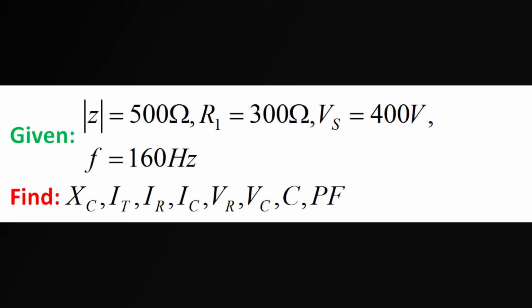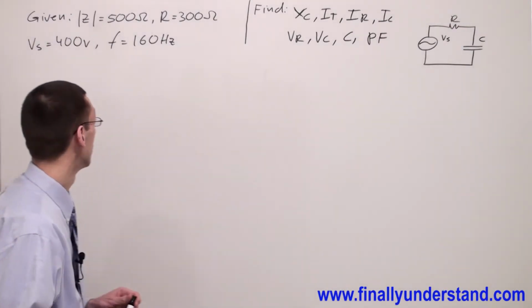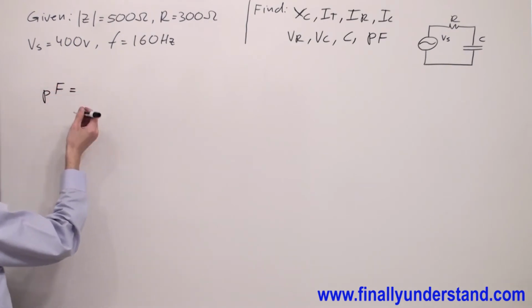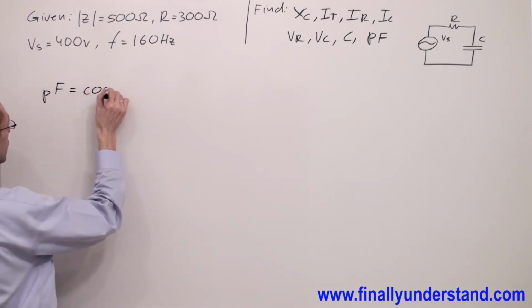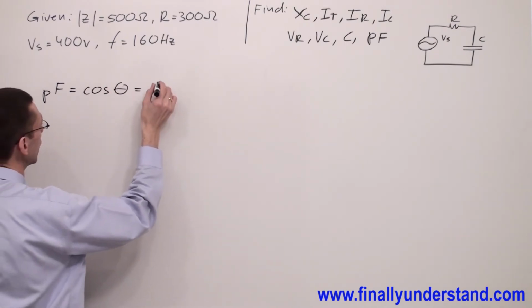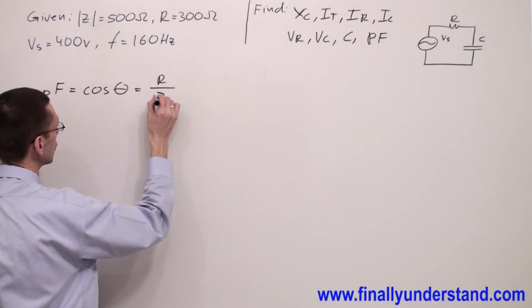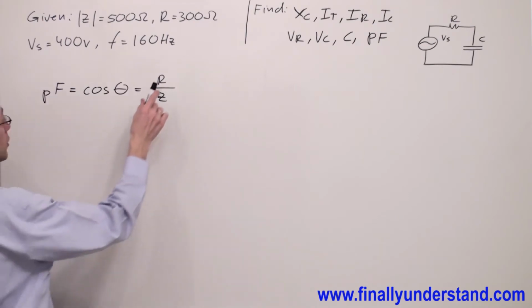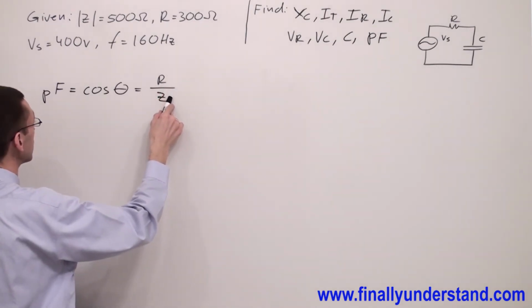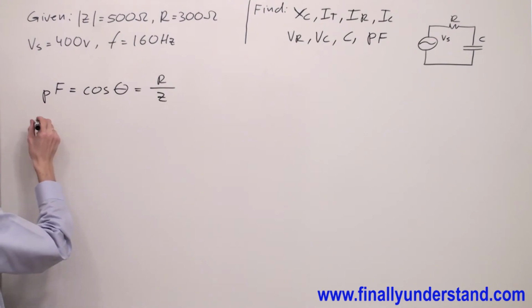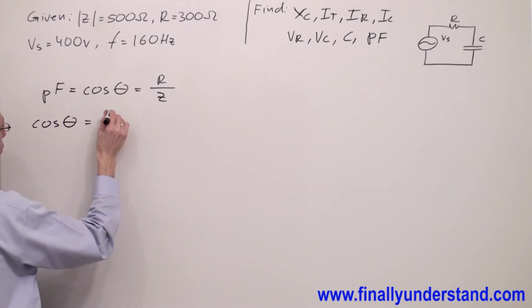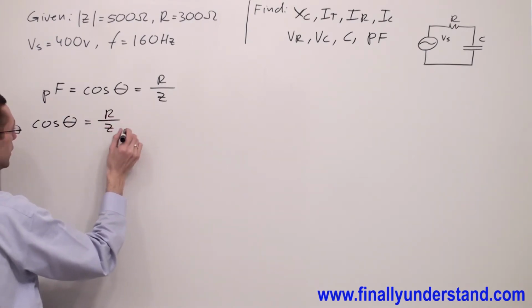Let's take a look at this example. I would start solving this problem from finding angle theta. So you remember that the formula for power factor is power factor equals cosine of angle theta, or this is equal to resistance over total impedance. Now I have resistance and I have total impedance. So I can write that cosine of angle theta equals resistance over total impedance.